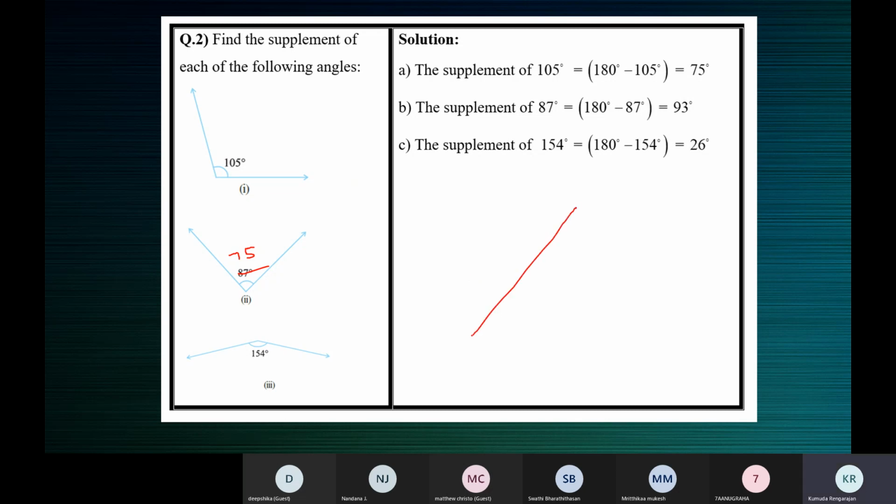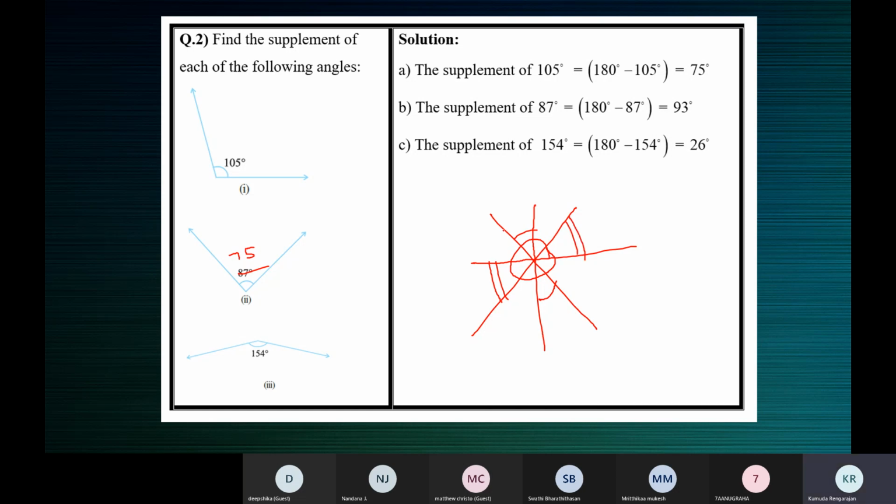Not two lines. For any number of lines, the angles around a point will be 360 degrees. The sum of all these angles will be 360, a complete angle. These are vertically opposite angles, they're equal. These are vertically opposite angles, they're equal.